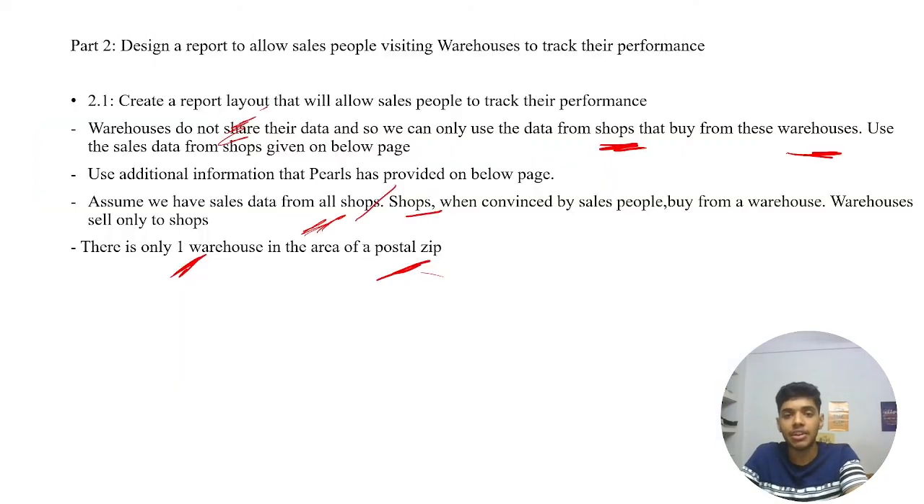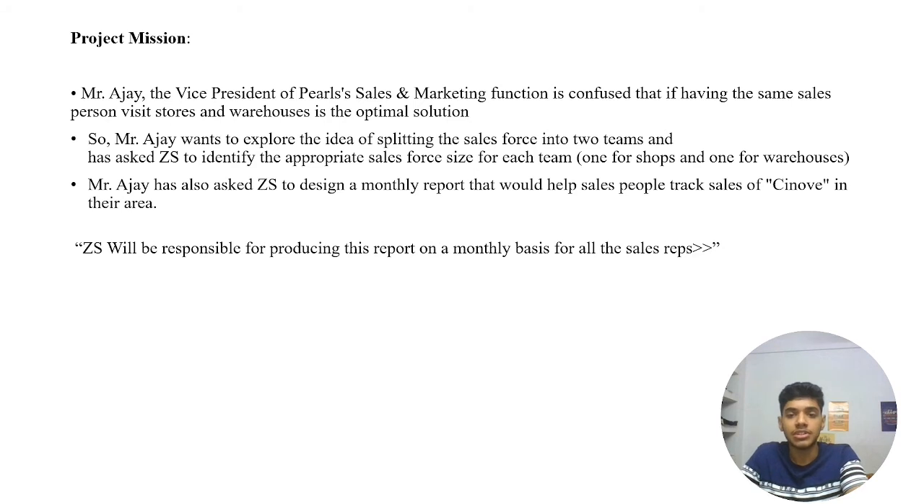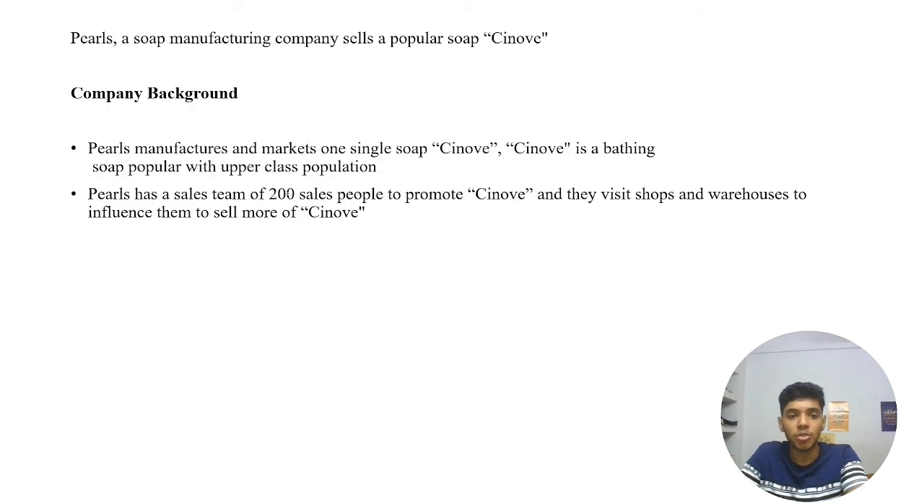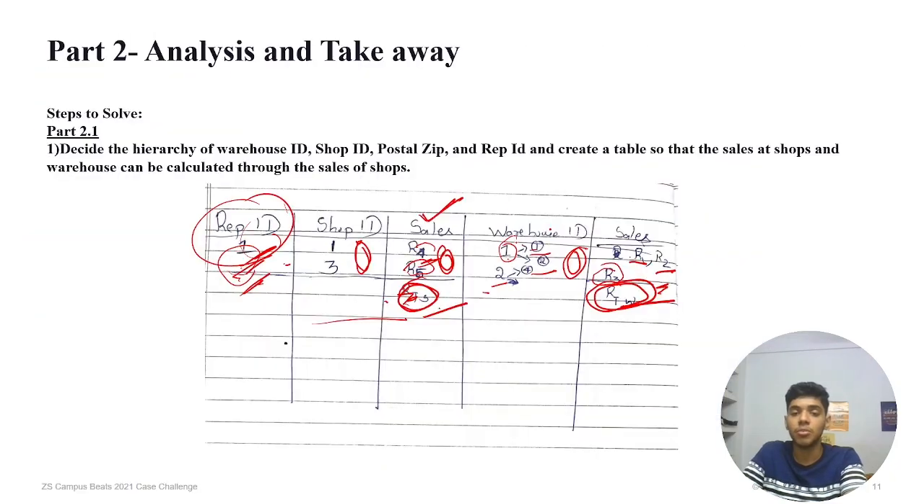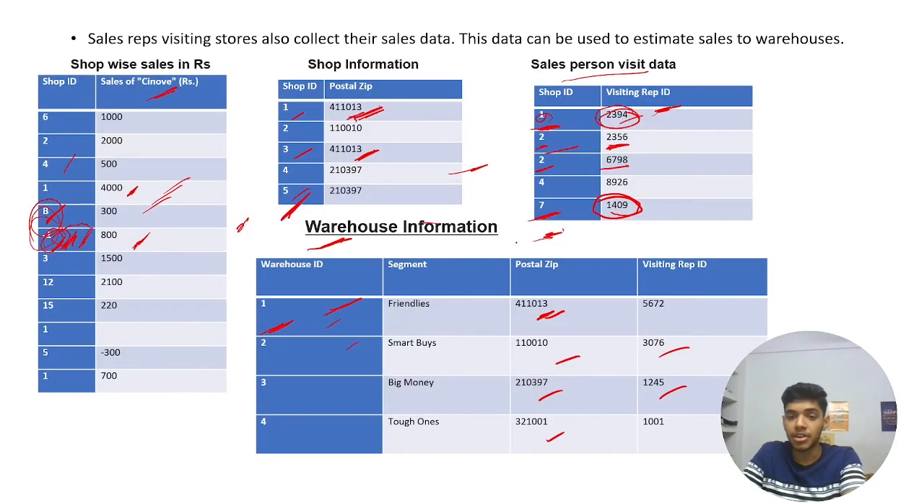If you remember the given data in the first page, it was written that it is for upper class population. So let's assume that for repetitive ID 1409, SOP ID 7 is located in a poor region, and the maximum people there are not upper class population. So the sales of Sinov is very low. Even if our salesperson goes and convinces the shop to sell our product there, the sales is very low, the profit is not so high.